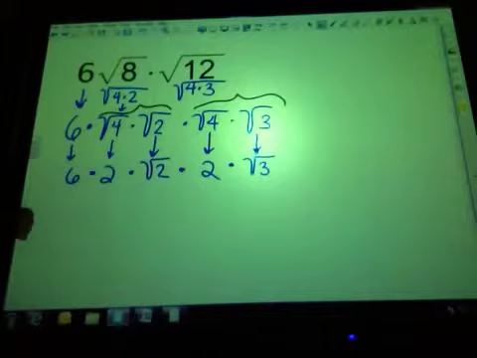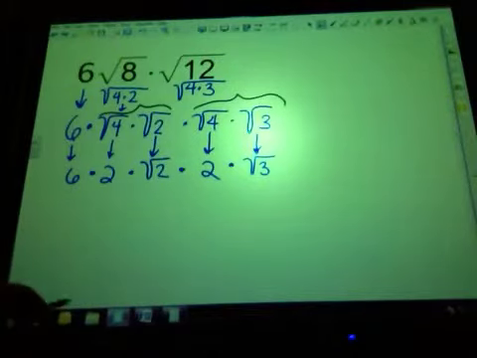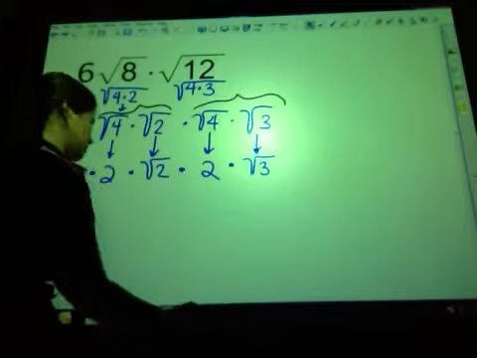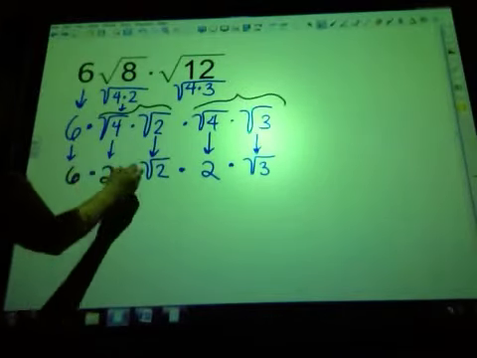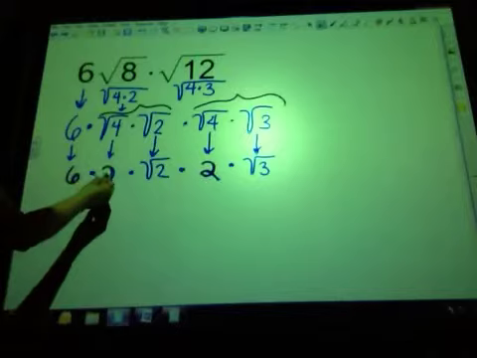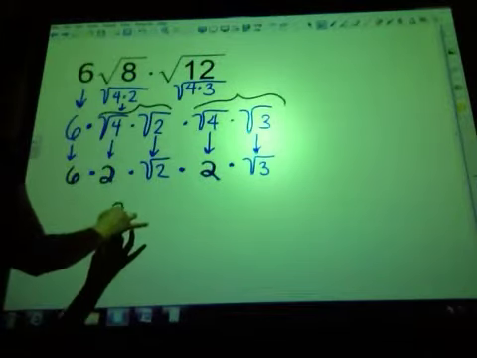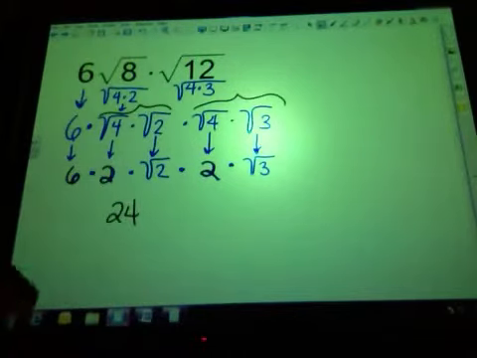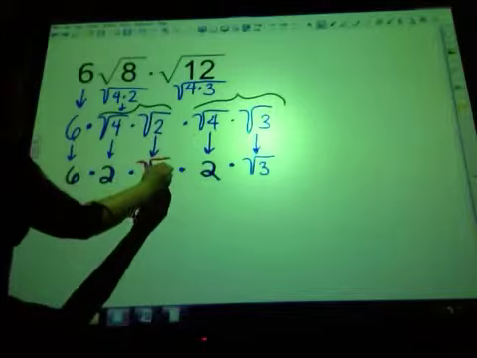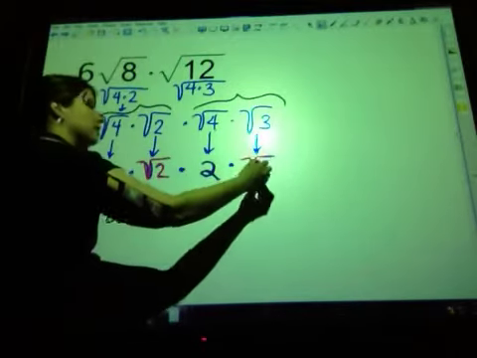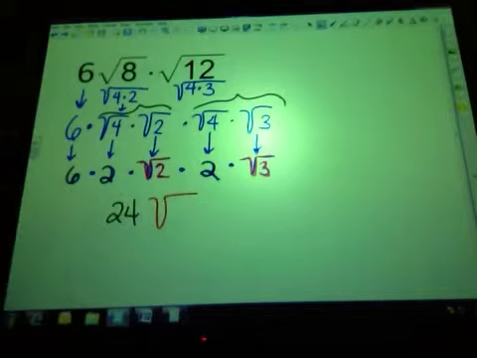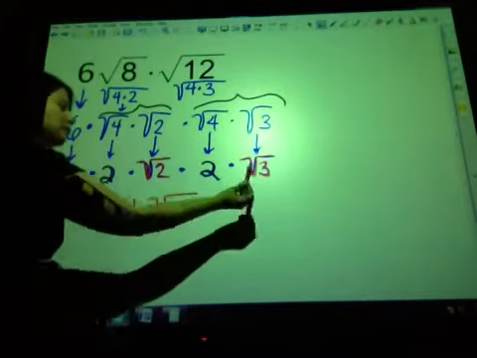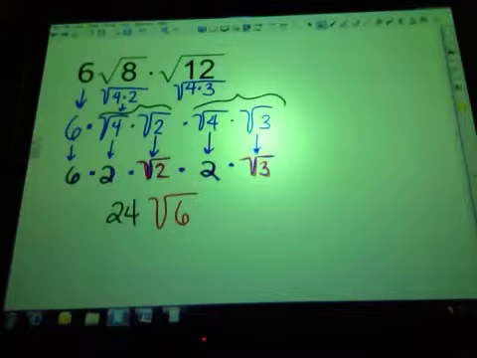I'm going to multiply all of the numbers that are not underneath a square root sign. So that would be my 6 times 2 times 2. 6 times 2 is 12. 12 times 2 is 24. Then what I can do is multiply the numbers that are underneath square root sign. So I can do square root of 2 times the square root of 3. The square root sign just stays there, but then I multiply the 2 times the 3. 2 times 3 is 6. So my answer for this one is 24 times the square root of 6. Tricky, tricky.